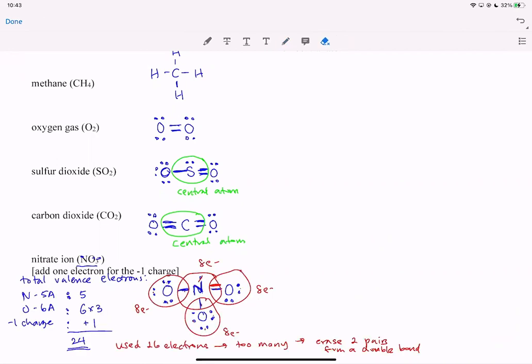And you will see that the electrons in this double bond are 4. And so the octet rule is still obeyed for the oxygen on the right, and the octet rule is still obeyed for the nitrogen in the middle. So erasing 2 pairs and adding the double bond still allows for the octet rule to be fulfilled.